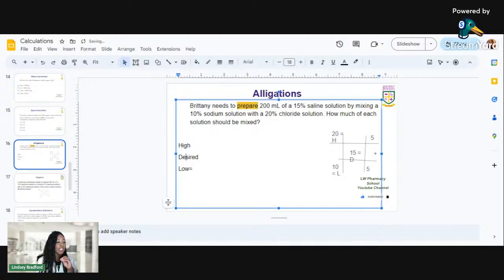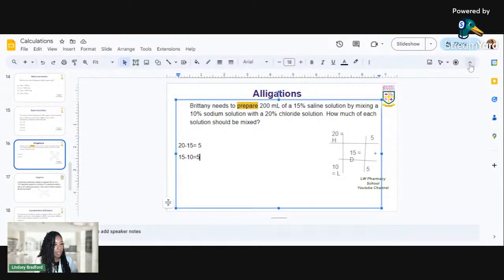So now the next thing to do is to go ahead and subtract. Now that we have our numbers where they need to be, we're going to do 20 minus 15, and that's going to give us 5. And then we're going to do 15 minus 10, and that's also going to give us 5. Remember, when you're doing this, you always do the big number minus the smaller number because you do not want to have a negative number. So that's always important for you to remember.